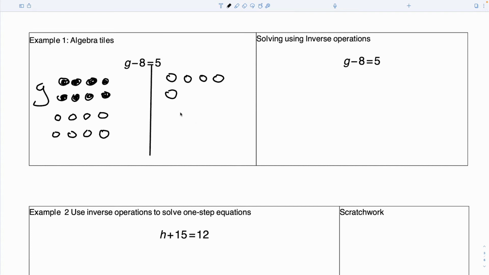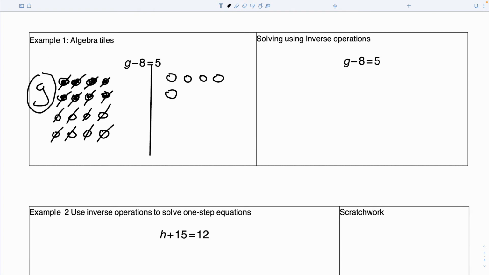So let's see if that actually worked. We canceled that one. They fight, they die. They fight, they die. You just added 8 good guys, and you're left with just a G.